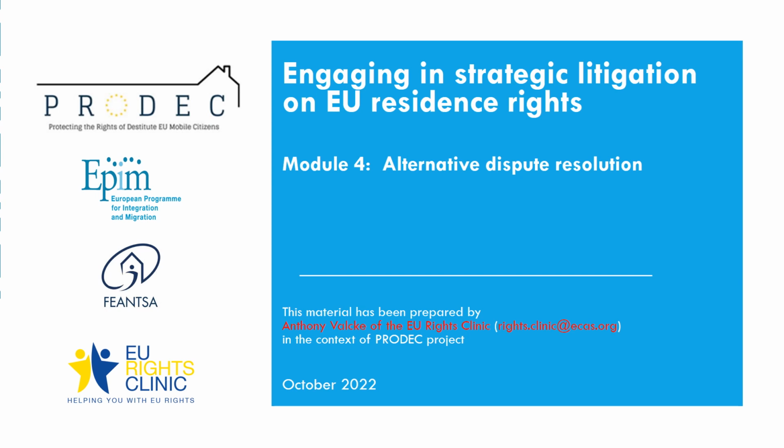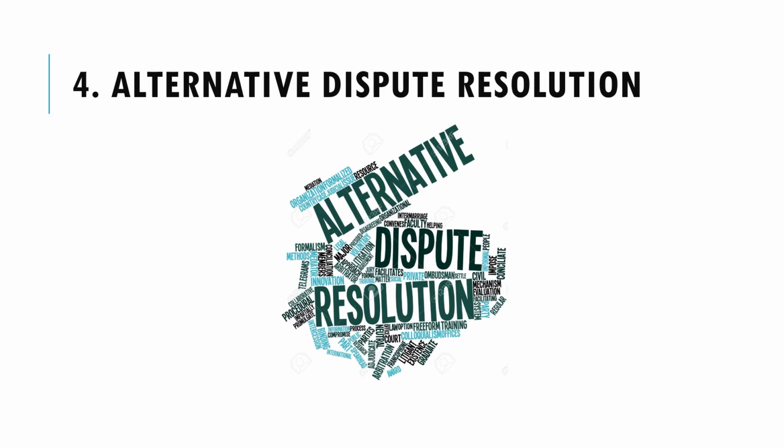Hello and welcome to the fourth module of our training tool on strategic litigation designed for professionals working with destitute EU migrants. This is a series of 6 training modules on strategic litigation in EU free movement cases, which is designed for professionals working to promote and protect the rights of destitute mobile EU citizens. The fourth module will look at alternative dispute resolution, and in particular the functions of SOLVIT, the EU's problem-solving network, in enforcing EU residents' rights.